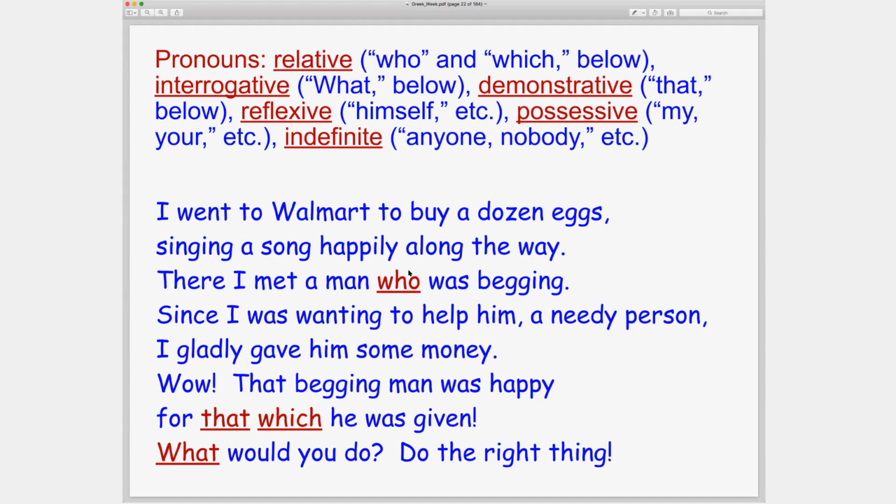Pronouns. If they're not personal, maybe they're relative. Who? Who relates? There I met a man who was begging. Who relates to the man. Interrogative is what? Why? Words like that. So, what would you do? It substitutes for the right thing. The right thing is what you would do. It's a question, so it starts out with what.